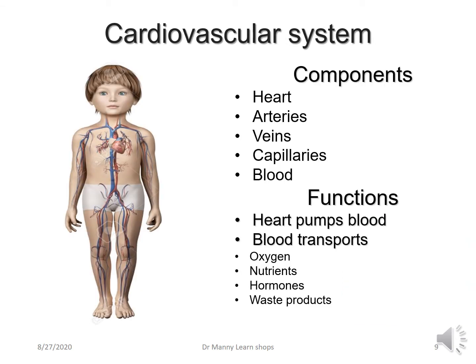The cardiovascular system consists of the heart, the arteries, veins, capillaries, and the blood itself. The heart is essentially a pump, even though it does have certain endocrine functions as well, but primarily it's a pump. The blood is a transport system, and it transports oxygen, nutrients, hormones, waste products, and other products.